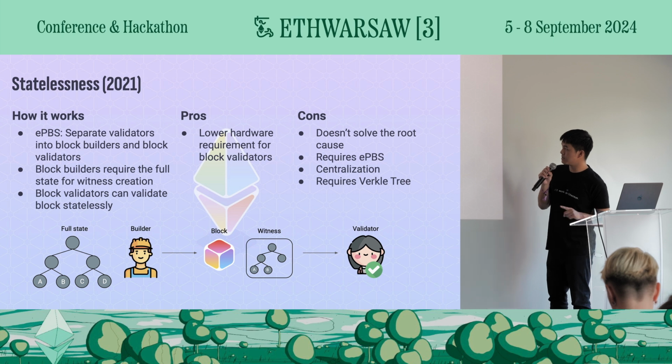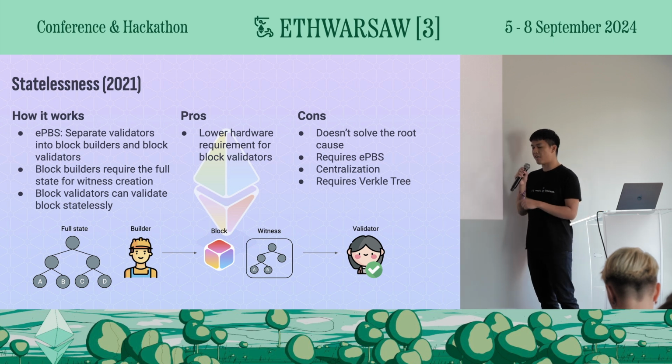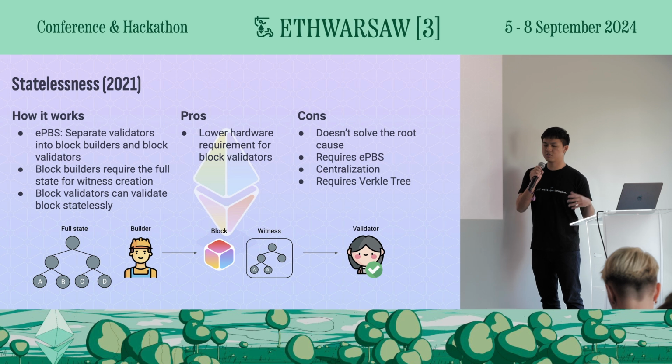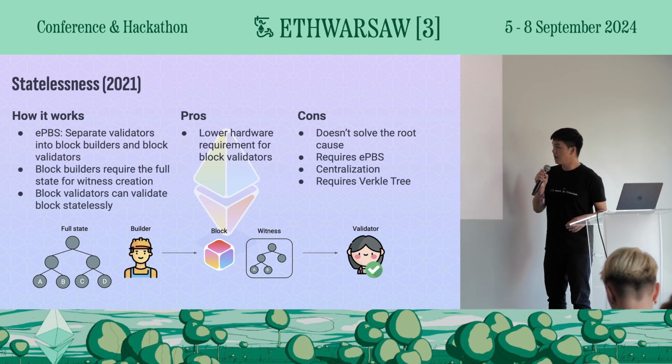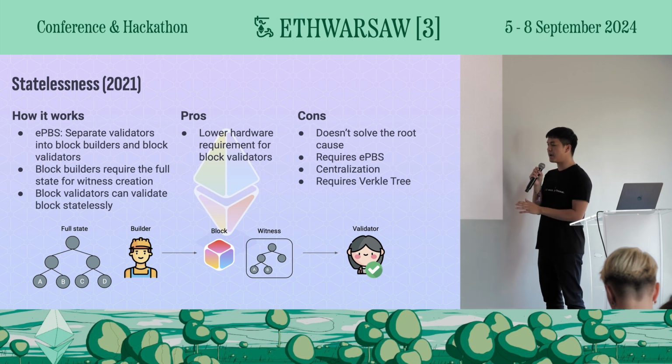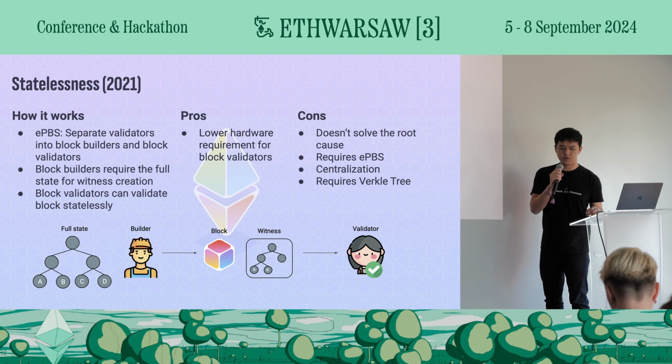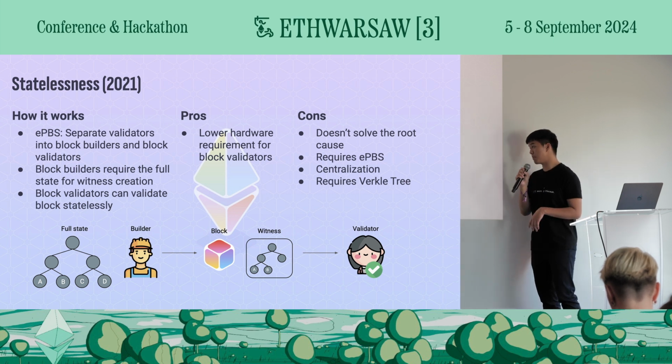Next is statelessness. This is the current direction that Ethereum is heading towards, not just to solve state bloat, but also for other benefits as well. This particular scenario is aiming to target how it might be able to solve state bloat. So how it works is that, let's say you have EPBS, which stands for Enshrined Proposer-Builder Separation.